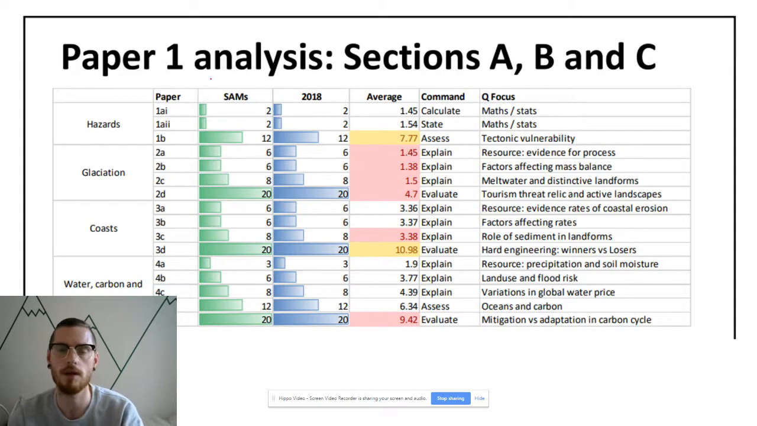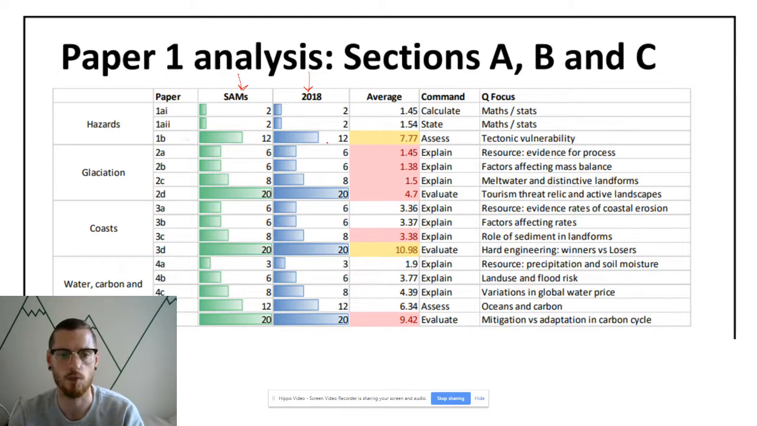Next, so this is paper 1 analysis for section A, B, and C. I'm not going to say too much here. You may be interested in this and you may want to pause it, but the main thing to point out here is that the SAMs and the 2018 summer exam followed the same format, and that's the same for this specimen as well. So hazards had 1AI and 1AII, and they're worth 2 marks on the SAMs, 2 and a 2, same with the 2018 exam.